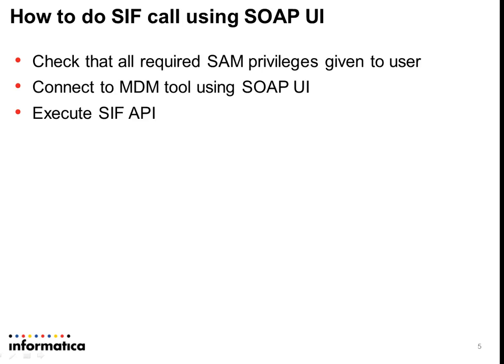So how to do a SIF call using SOAP UI? First, we need to check that all required SAM privileges are given to the user. Like if we are testing any cleanse function, we should make sure that read and execute privileges are given. If we are inserting any new record in a BO by doing a put request, we should make sure that read, create, execute privileges are given to the BO as well as metadata like XREF table and all. Then we have to connect to MDM using the SOAP UI tool. Then we have to execute the SIF API.